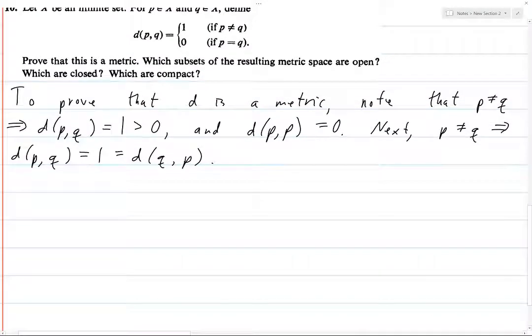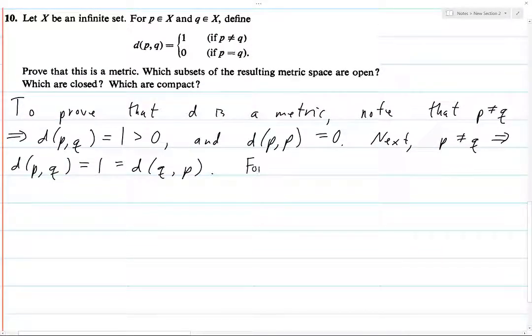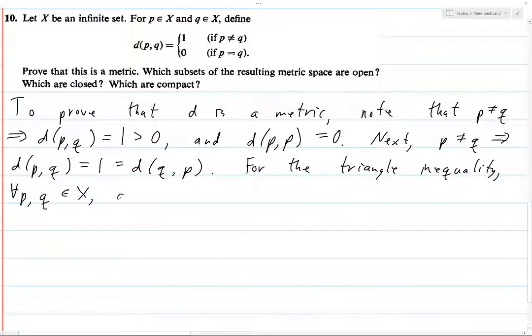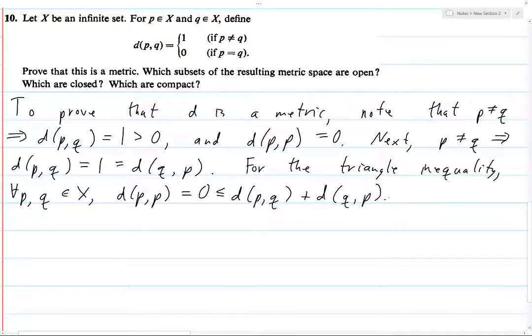Let's see here. For the triangle inequality, if we just have a P and a Q in X, then the distance between P and itself is 0, and 0 is obviously going to be less than or equal to the distance between P and Q plus the distance between Q and P, because these two distances on the right here are going to be greater than or equal to 0, because we've proven that this distance function is always greater than or equal to 0.